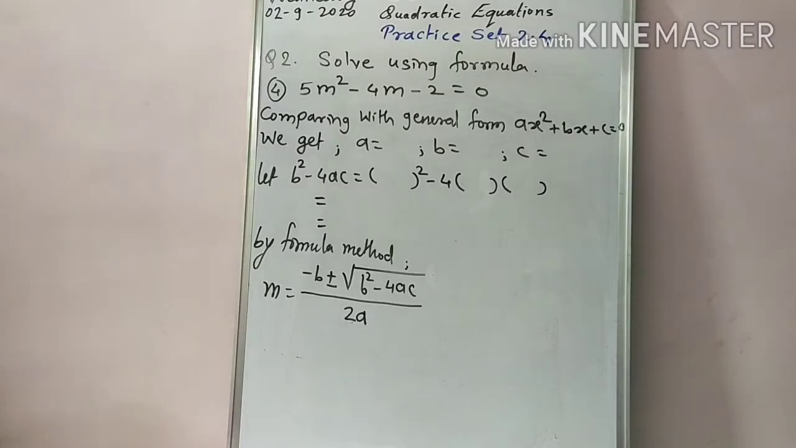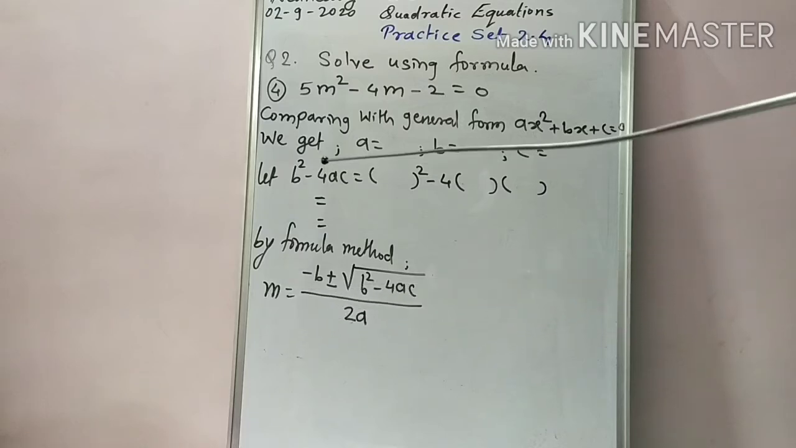Okay, now we try the fourth one. 5m square minus 4m minus 2 equal to 0 is the quadratic equation which is in its general form. So we directly compare it with the general form ax square plus bx plus c equal to 0. Write down the values of a, b and c over here. Then first find the value of the discriminant, b square minus 4ac, and then by using the formula method you get the two roots, the value of what?